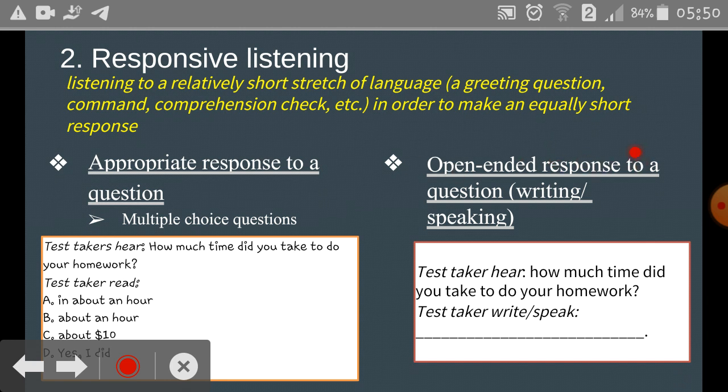But in open-ended response, the response will vary. The student can answer based on their ability. Like for example, here it is the combination between listening and also writing or also speaking. In the previous one, the combination is between listening and also reading. For example, same question, "How much time did you take to do your homework?" And then if you need them to write, then maybe they will write about an hour. But if you want them to speak, they will say about an hour or others.